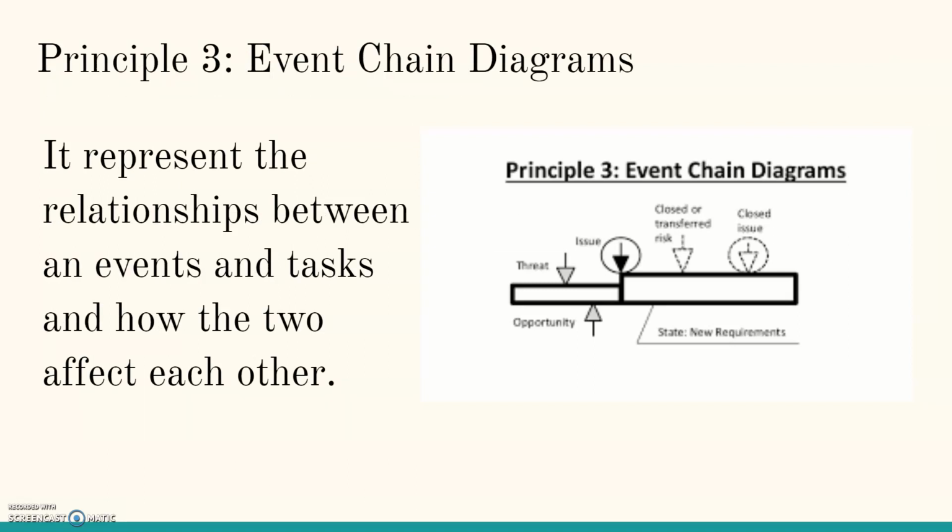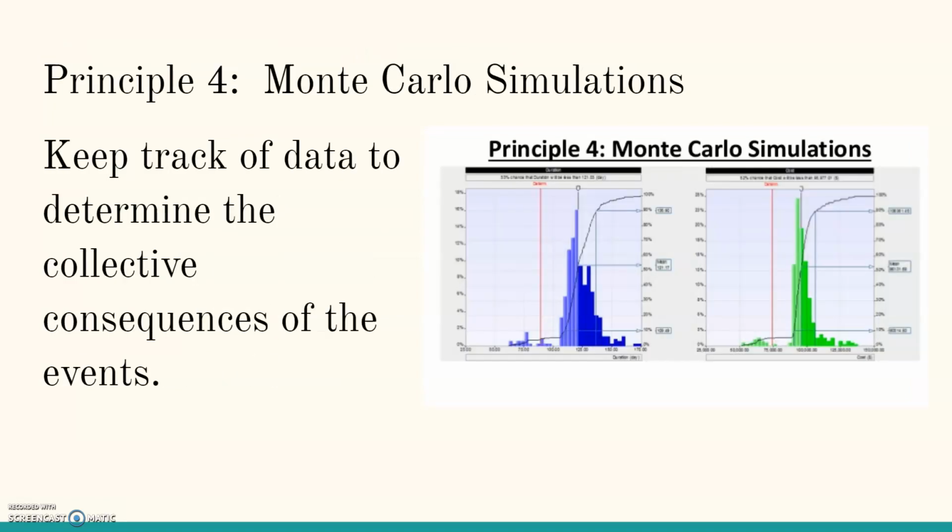Event chain diagram. It represents the relationship between an event and a task, and how the two affect each other. So as you can see right there in the diagram, you can see the threats, issues, opportunities, pretty much anything that will affect the event or the event chain.